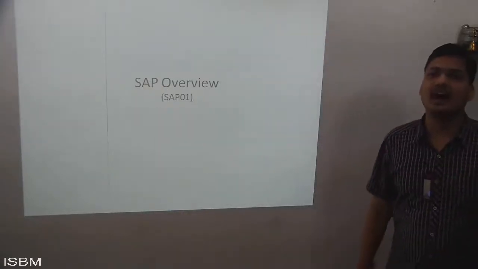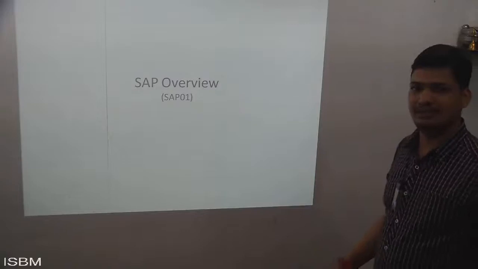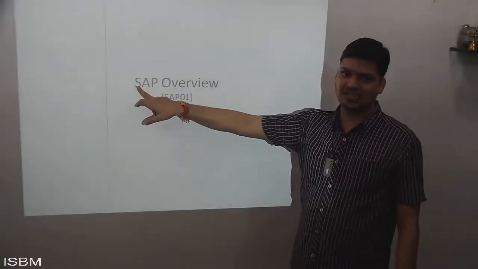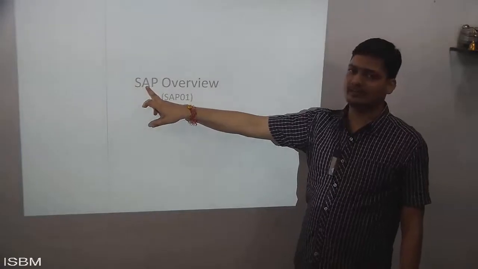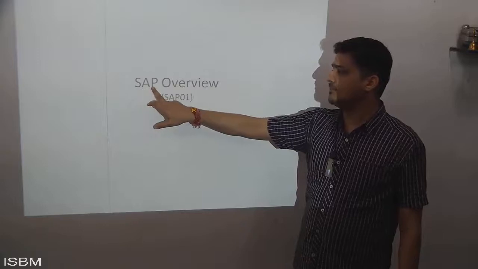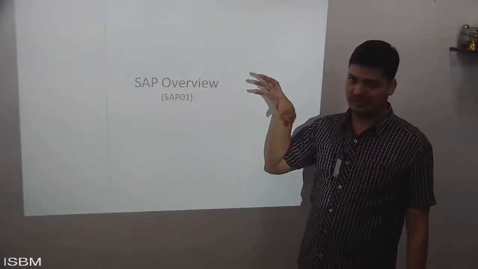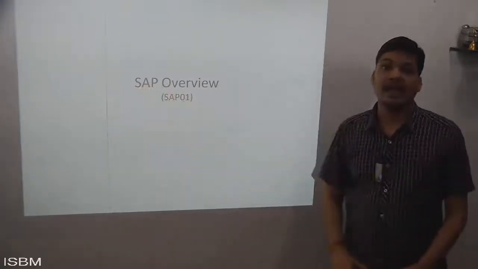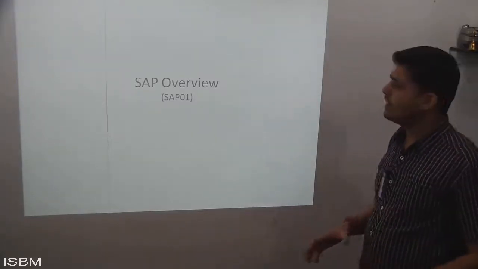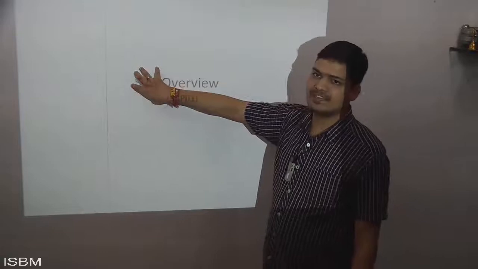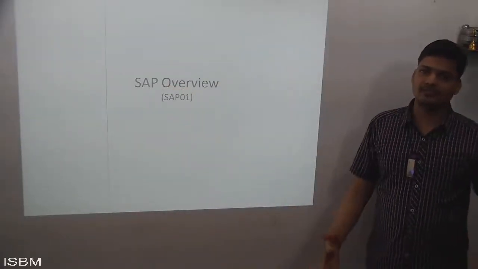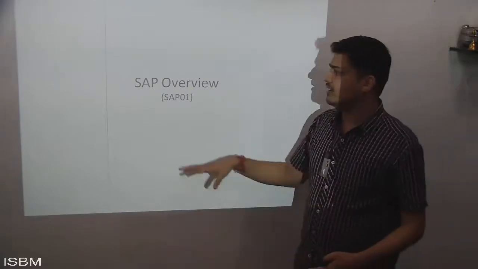So what exactly is SAP? SAP is an ERP. ERP stands for Enterprise Resource Planning. What is the meaning of SAP? S stands for System, A stands for Application, and P stands for Product in data processing. This is the full form of SAP.